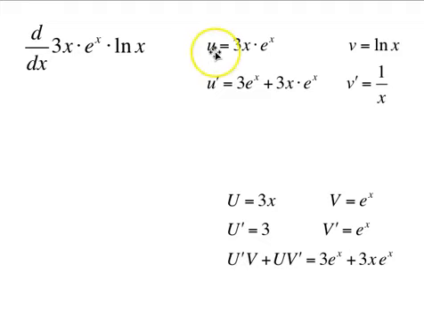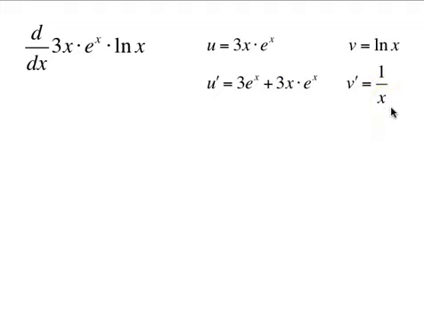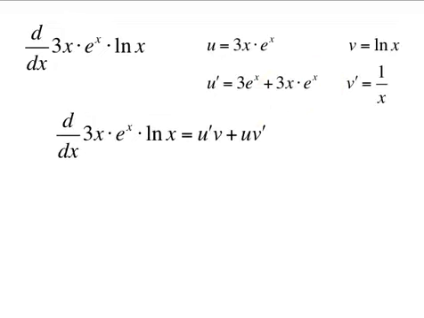Now I have successfully worked with the lowercase symbols. There's little u, there's little v, there's little u prime, there's little v prime. So our final answer will be u prime v plus uv prime. That's what we're going to need to do. So let's take a look at that algebra and see how that works out. u prime v, in parentheses, 3e to the x plus 3x e to the x, in parentheses, times natural log x. That's what we'll need for our u prime v.